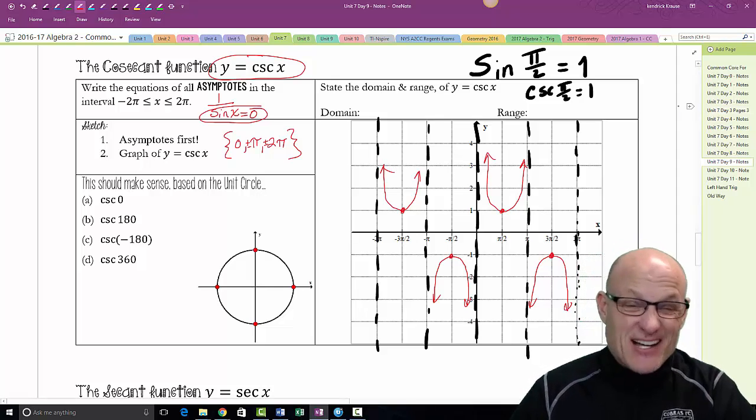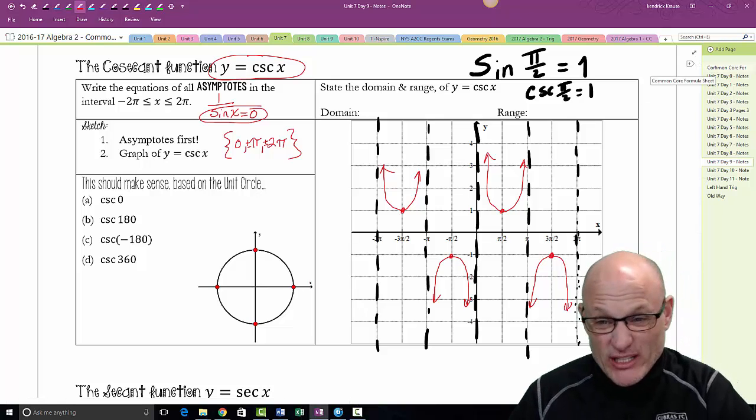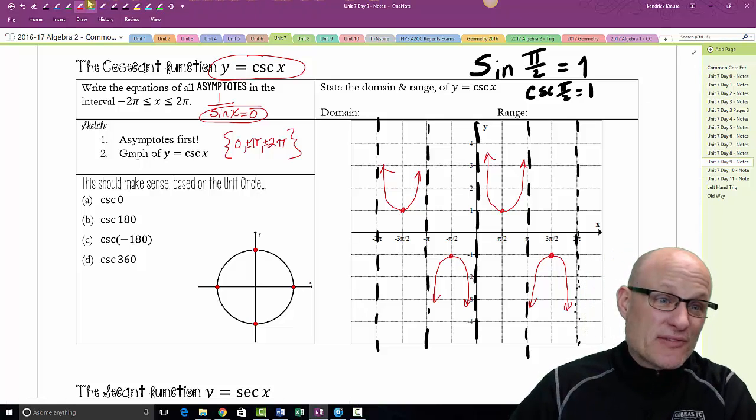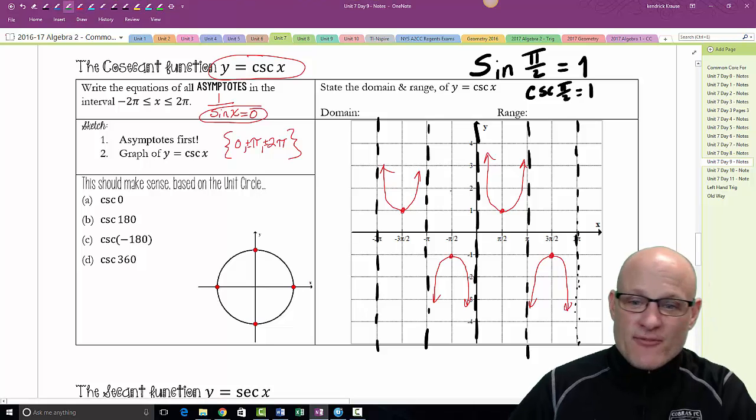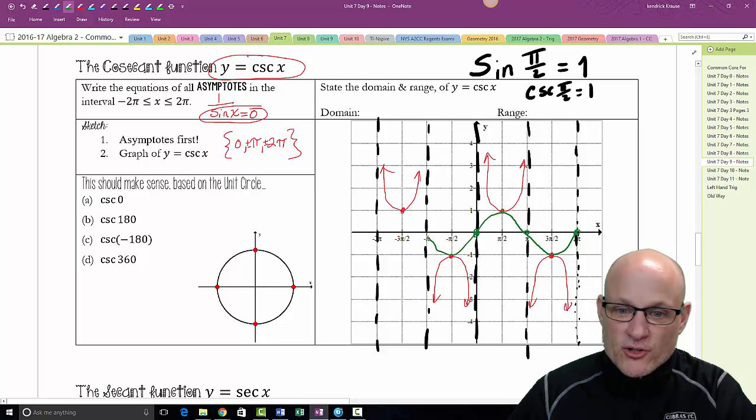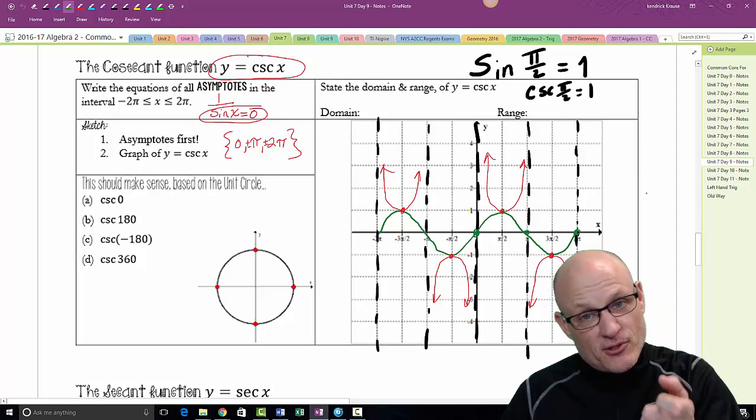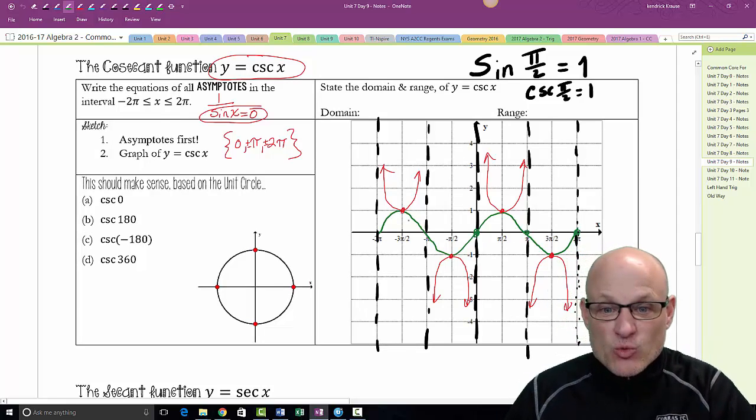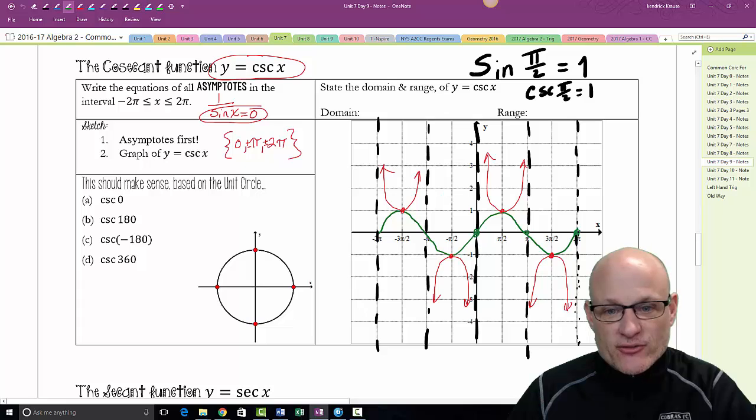Now, how can I tell just from a graph whether or not it's cosecant or secant? Now, the coolest thing ever is this. If I graph the sine function, which starts at a 0, ends at a 0, has a 0 in between, it's going to look like this. So you'll notice that the cosecant, which is the reciprocal function of sine, kind of rides on the bumps of the sine curve.